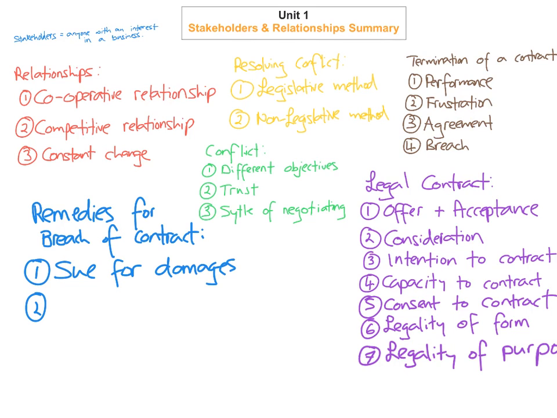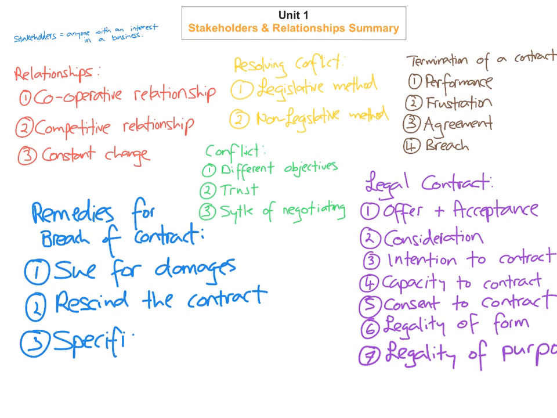The second thing you can do is you can rescind the contract. Basically the word rescind just means to cancel the contract, because maybe you don't want the contract to be fulfilled anymore because one party's broken it. And the last one is specific performance, and this is when you get the court, or the judge, to instruct the other party to go through with the contract as agreed.